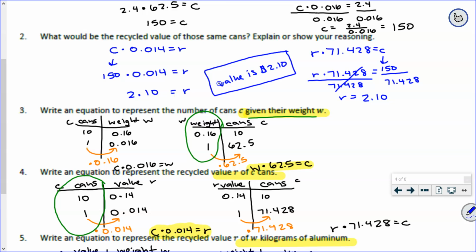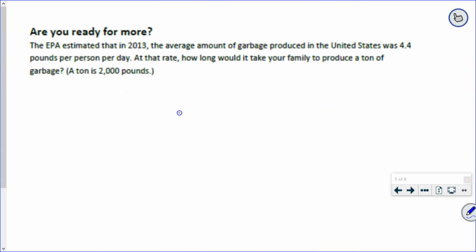Is there a lot of value in recycling cans? I mean, do you make a lot of money from it? No, but we don't do it for the money. We do it for the environment, right? 150 cans, $2.10. That's $2.10 that you didn't have before. Yep. Okay. Are you ready for more?